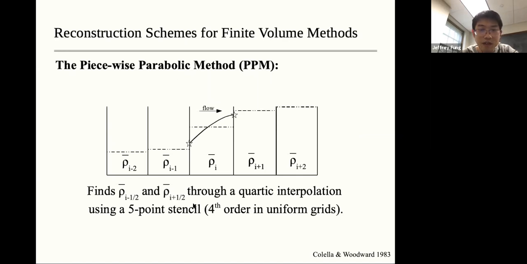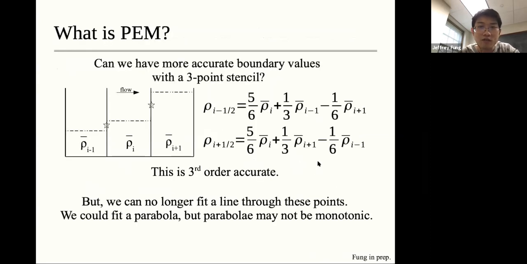Another way that is a bit more sophisticated, complicated and computationally intensive is the piecewise parabolic method, PPM. PPM uses a 5-point stencil, requiring even more information, and then you use all this information to fit a quartic interpolation to get the boundary values. So you have two points, and now you can fit a parabola to them.